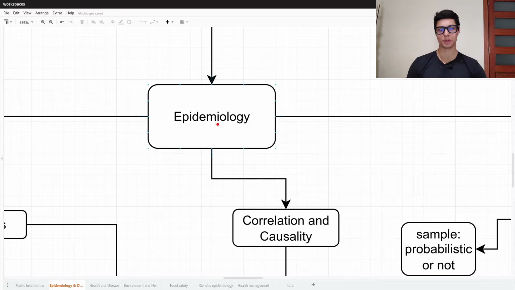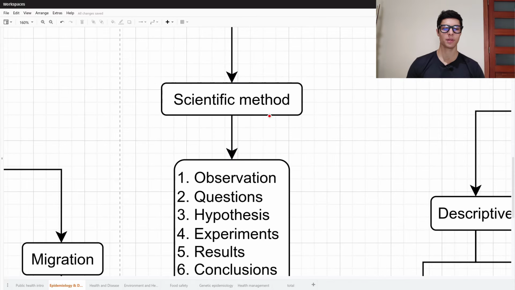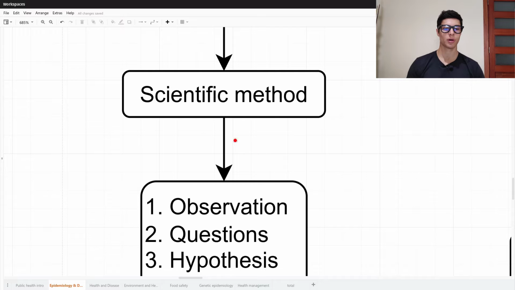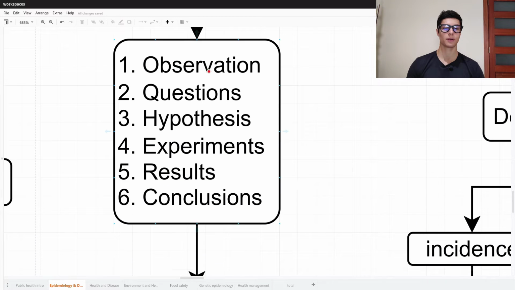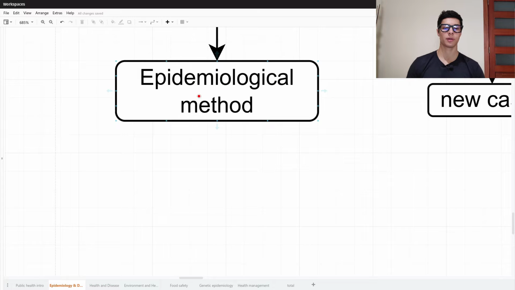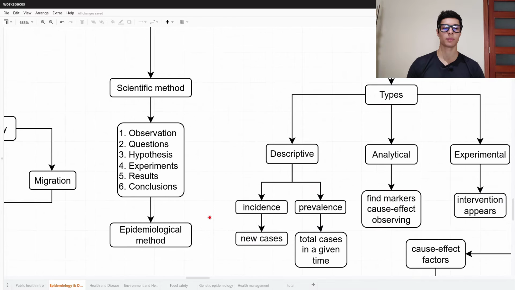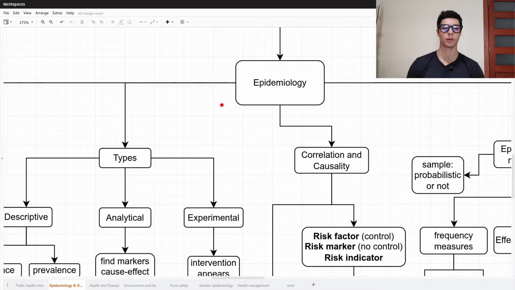Moving on, now we talk about epidemiology. Epidemiology is a science, so it follows the scientific method, which is to observe, to make questions, create hypotheses, do experiments, find some results, and then create some conclusions about those results. And this is the epidemiological method, which is a scientific method applied to epidemiology.